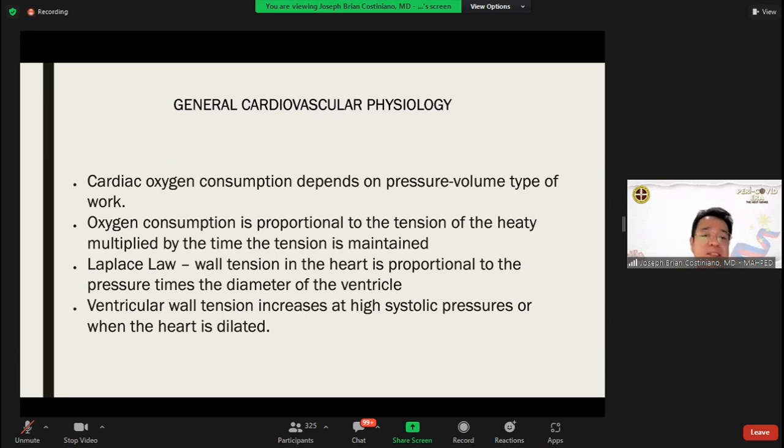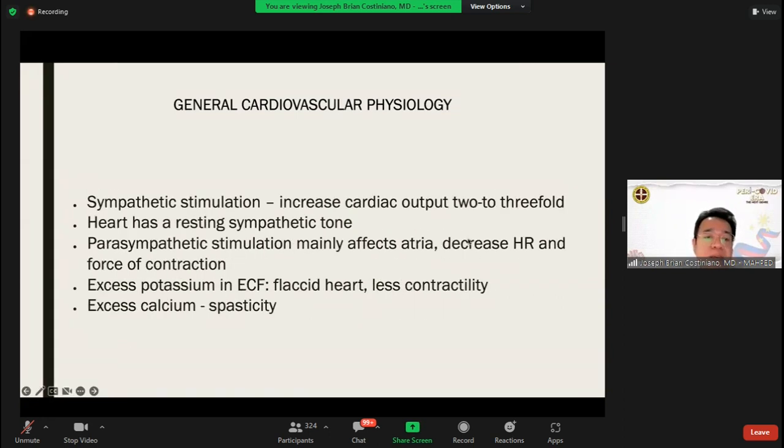So what is the Laplace law? Okay, Laplace law. Laplace law is the wall tension in the heart is proportional to the pressure times the diameter of the ventricle. Okay? So ang wall tension natin is directly proportional to the pressure times the diameter of the ventricle. Meanwhile, iba naman yon, yung isang law natin which we will discuss later. Your ventricular wall tension increases at high systolic pressure or when the heart is dilated.